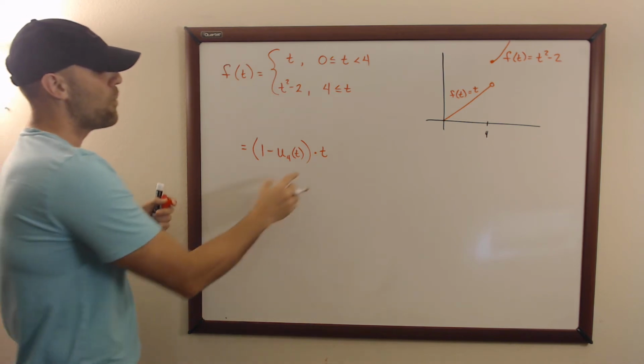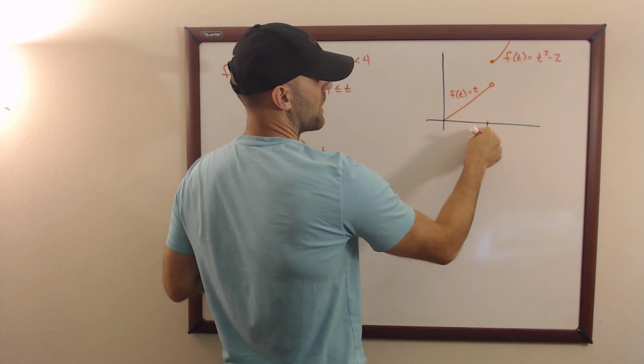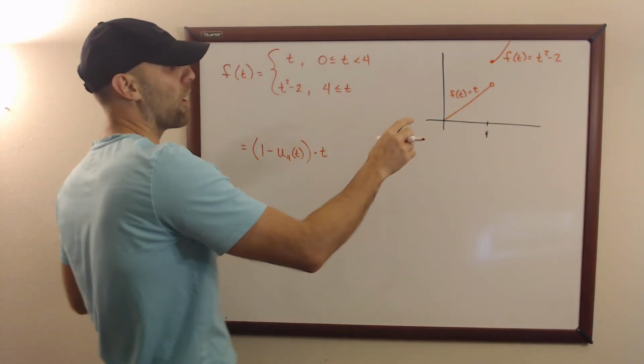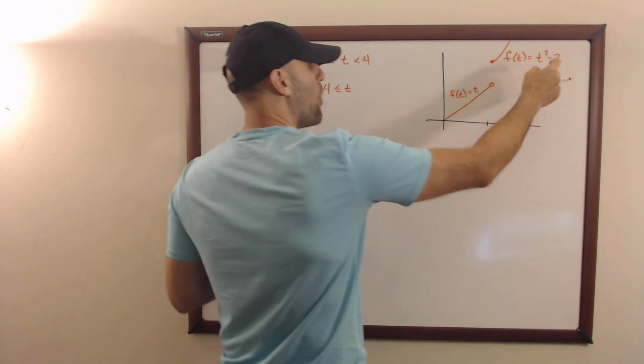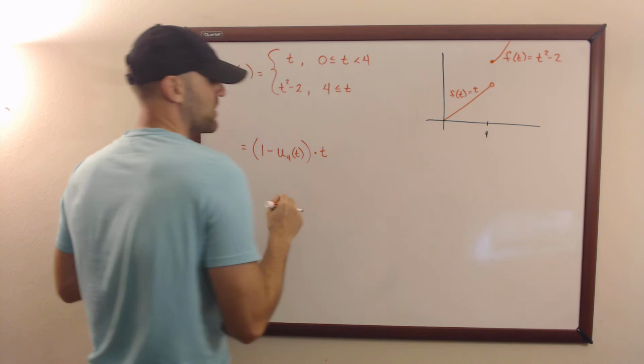Okay? I want to see the function t until I get to 4, and then I don't want to see it anymore, right? And at 4, I want to start seeing this function. I don't want to see t squared minus 2 until I get to 4, but once I get to 4, that's what I want to see.